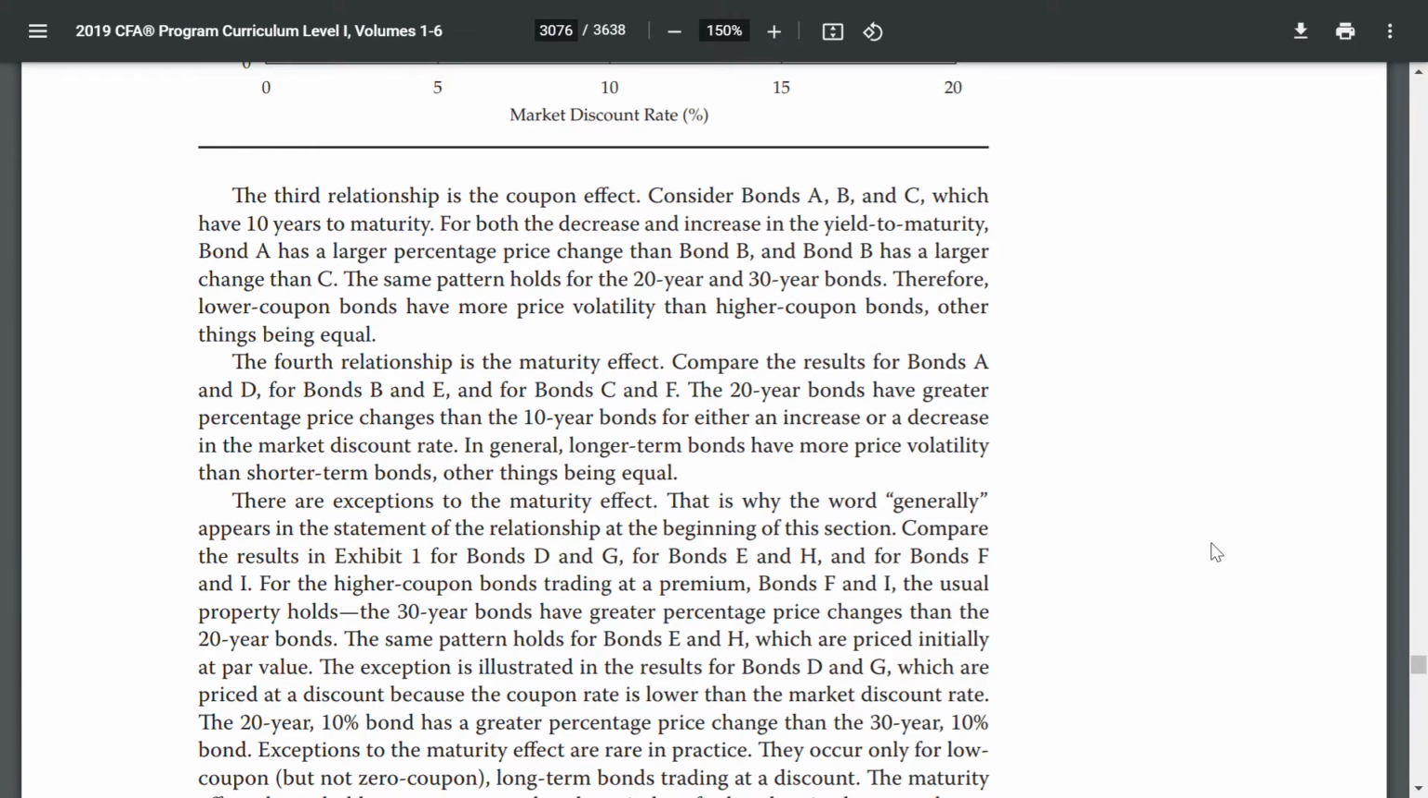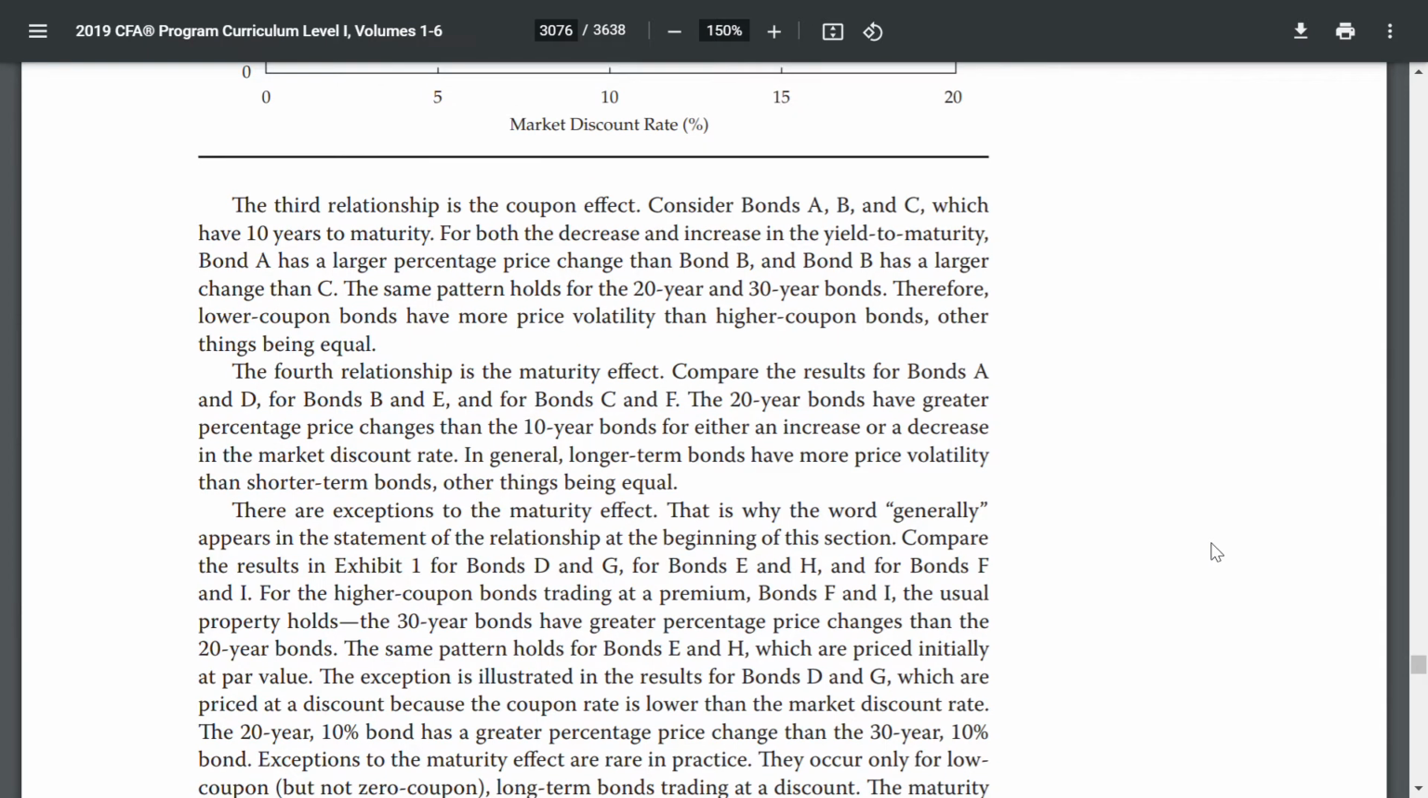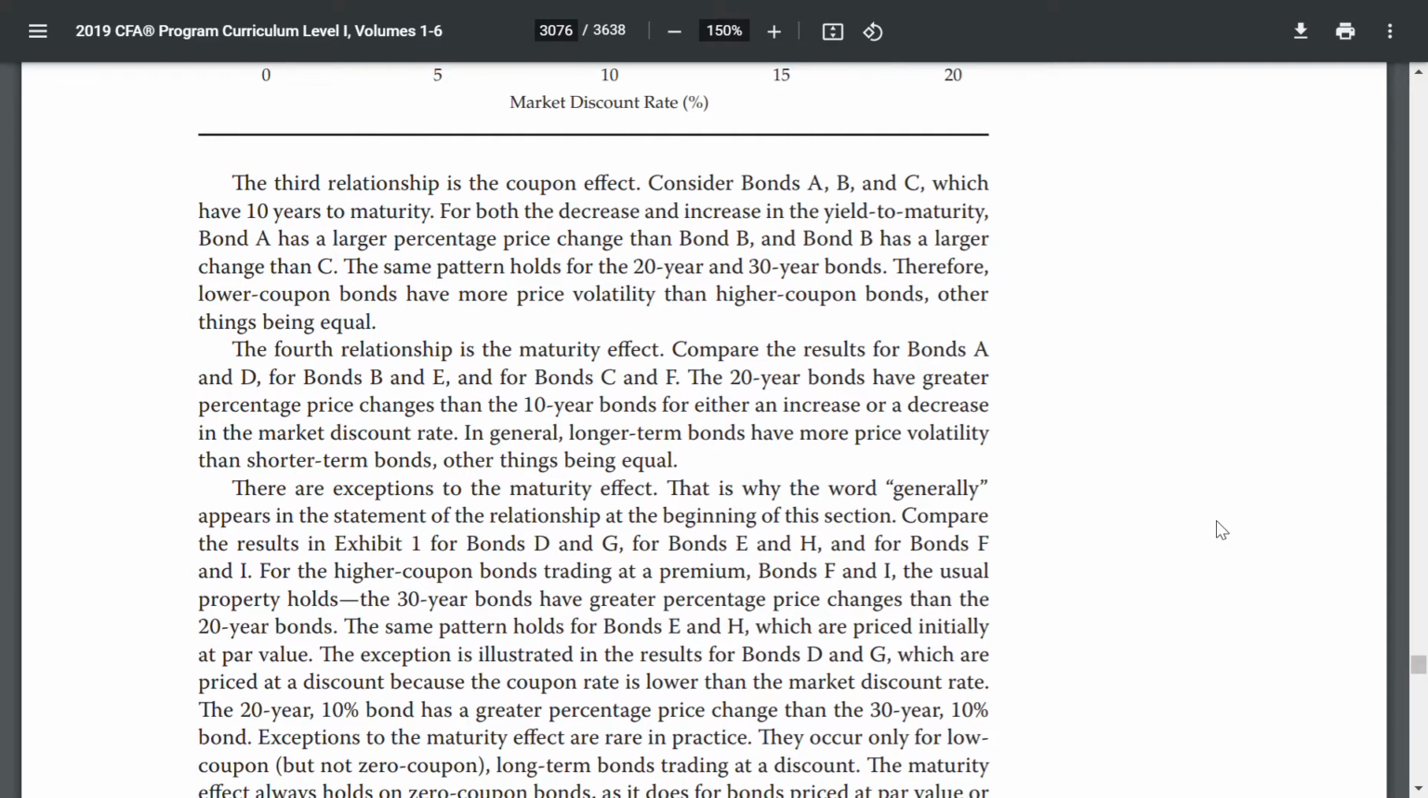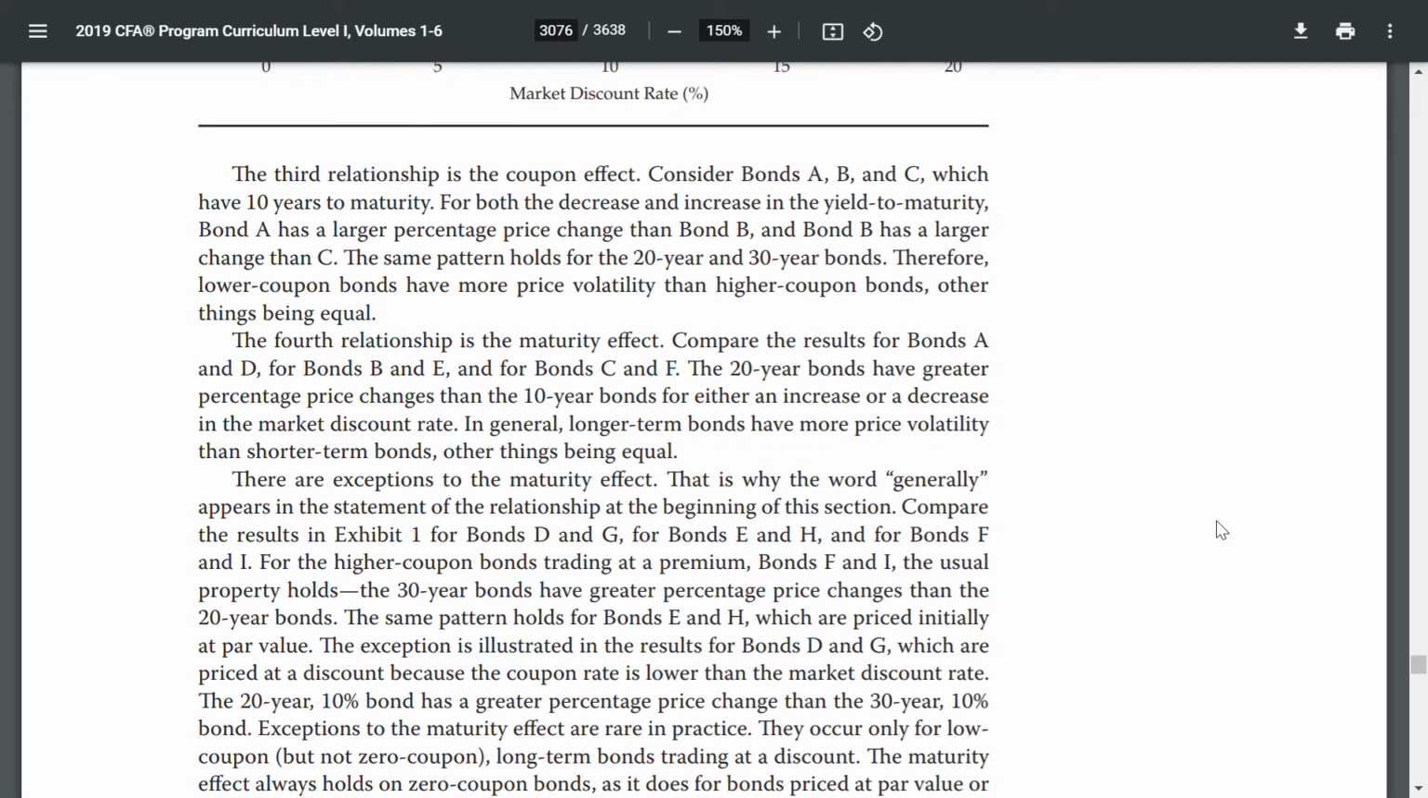The third relationship is the coupon effect. Consider bonds A, B, and C, which have 10 years to maturity. For both decreases and increases in the yield to maturity, bond A has a larger percentage change than bond B, and bond B has a larger percentage change than bond C. The same pattern holds for 20-year and 30-year bonds. Therefore, lower coupon bonds have greater price volatility than higher coupon bonds.